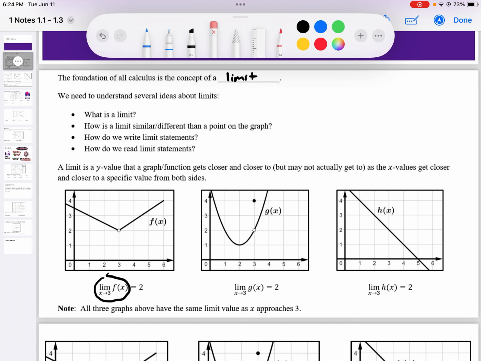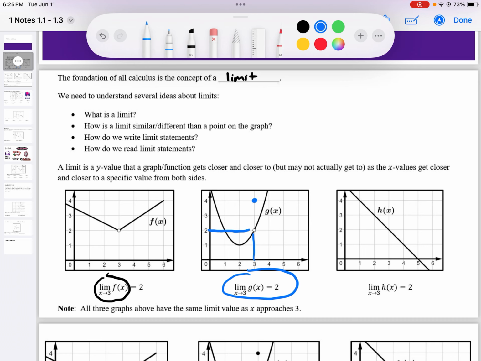This next one, it's the same limit statement. But in this function, the function value g of 3 is defined to be 4. But the limit of g of x as x approaches 3 is also 2. Because look at the definition of a limit. The limit is the y value that your graph gets closer and closer to, but maybe not actually touch, as the x's get closer and closer to that specific value. So as the x's get closer to 3, the y values are still getting closer and closer to 2, even though the function is defined to be 4 when x is 3. So the limit's still 2.